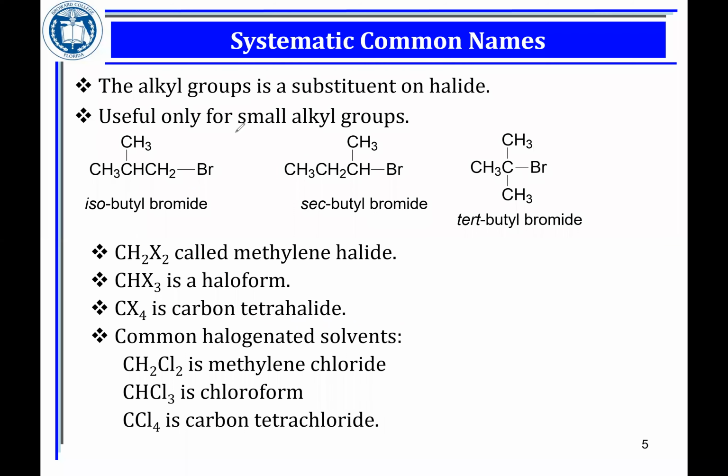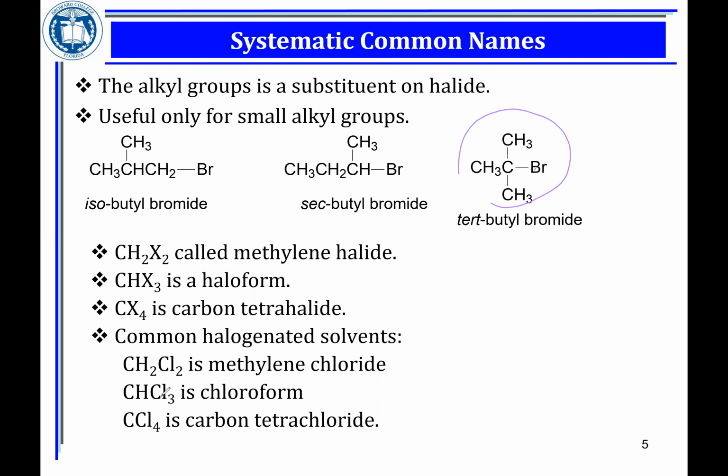Sec-butyl bromide, these are common names. The IUPAC name would be 2-bromobutane. That's a sec-butyl. And then we have the t-butyl bromide. This is a common name. These are some unique names, and these are also common names. It's not an IUPAC name, but it's an accepted name for IUPAC also.